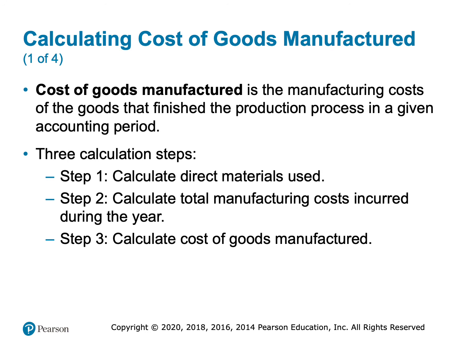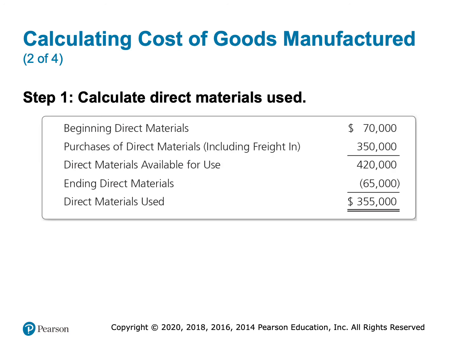So the first thing we have to do is figure out how much direct materials we used. We're going to figure out the total manufacturing cost. So this is the direct materials, the direct labor, and the overhead. And then we'll calculate our cost of goods manufactured. So to calculate direct materials used, I'm going to draw a raw materials T account down here at the bottom. Okay. So here we have our materials T account.